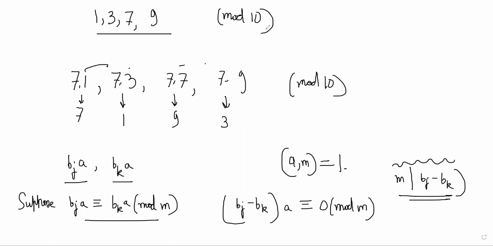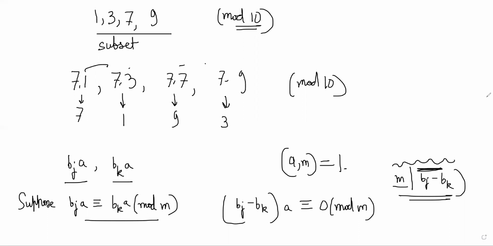Like this is a smaller set. This is a subset of the set of remainders from mod 10. You can never get Bj minus Bk divisible by 10. But also, for any BJA, we don't get a number that is outside the subset, like 1, 3, 7, 9. We don't get a number that is outside the subset.